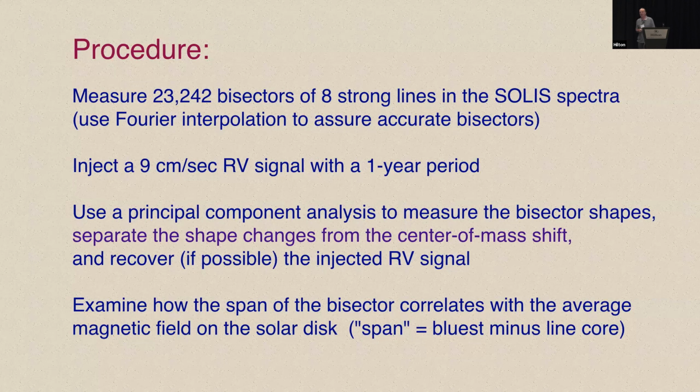And I'm also going to examine how the span of the bisector changes over the solar cycle. I define the span of the bisector to be the wavelength in the line core minus the bluest part of the line bisector, converted to meters per second.